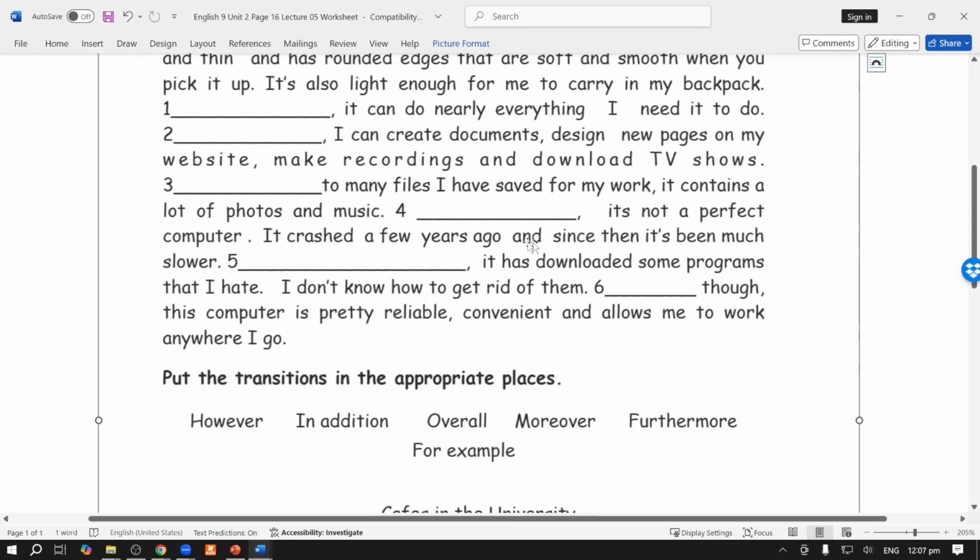It crashed a few years ago, and since then it's been much slower. So now he or she is telling the reason why that notebook, that computer, is not a perfect computer. So let's find out further. So there is the fifth blank. It has downloaded some programs that I hate. So what will come there? However, in addition, overall, moreover, furthermore, for example. So let me explain the case.